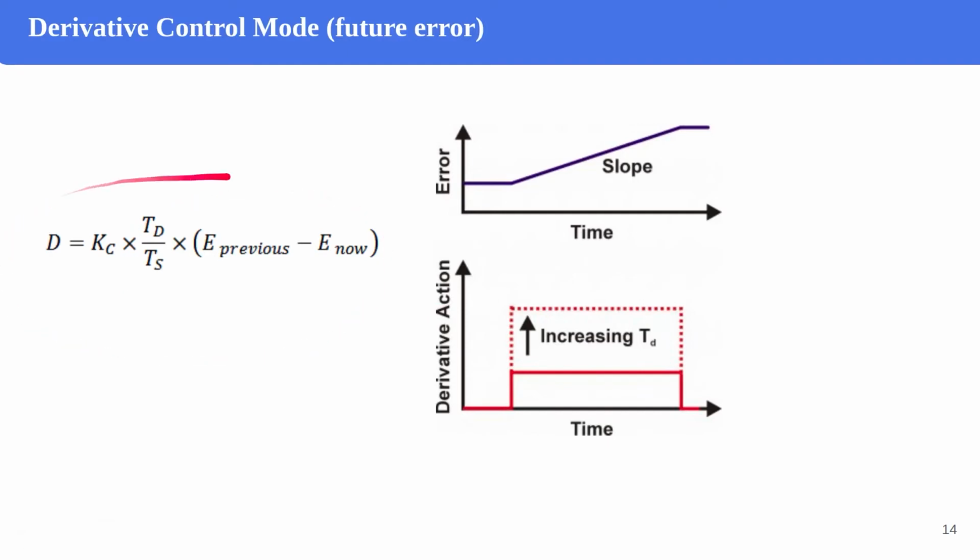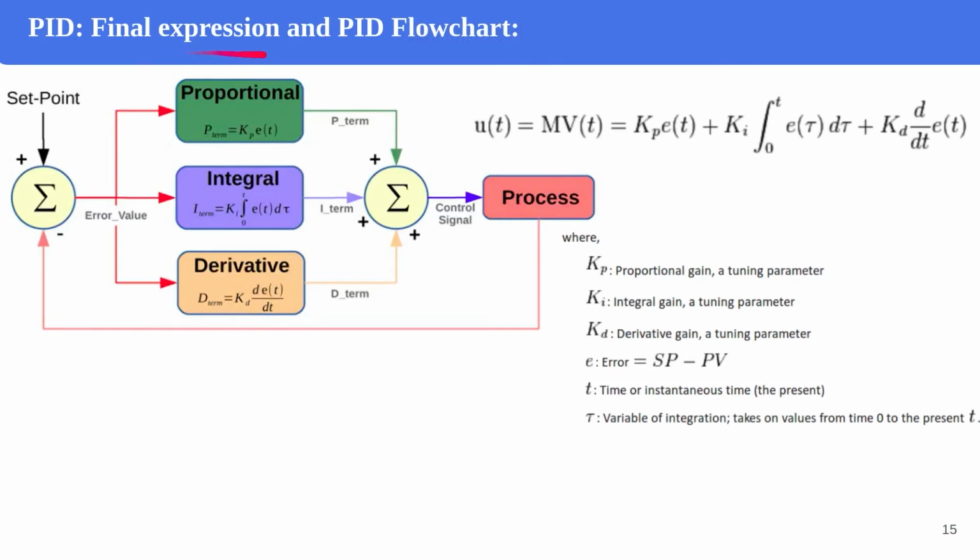Here we have the equation. As you see, the derivative is equal to the controller gain Kc multiplied by derivative time over Ts, multiplied by the difference between the previous error and the current error. The final expression and PID flowchart are in this slide.